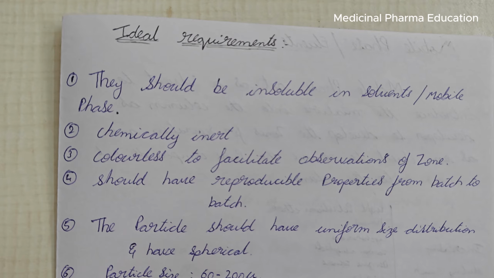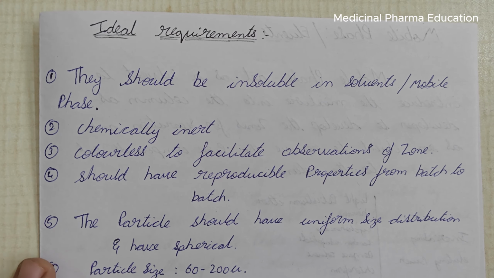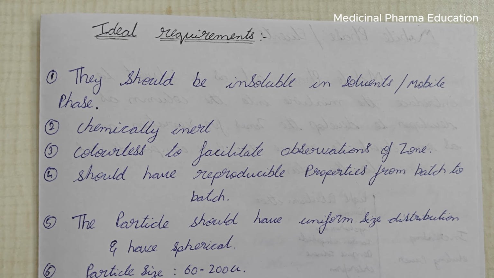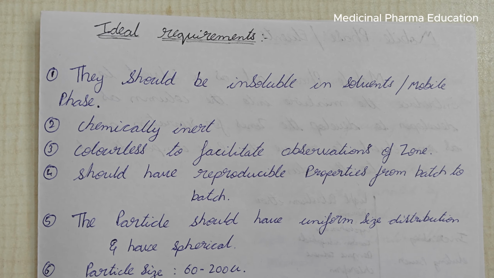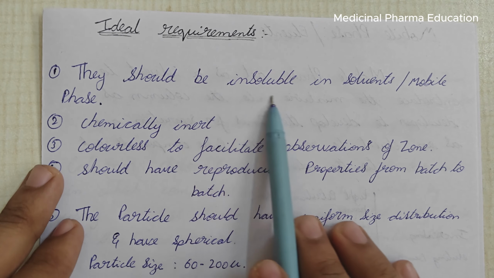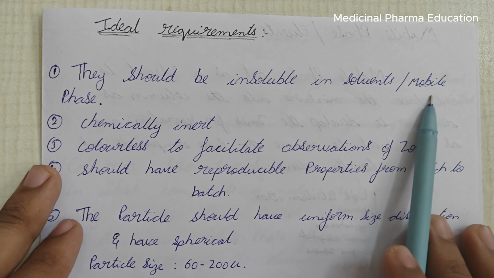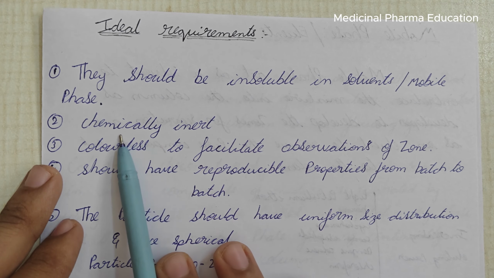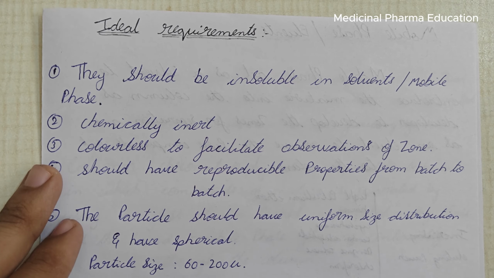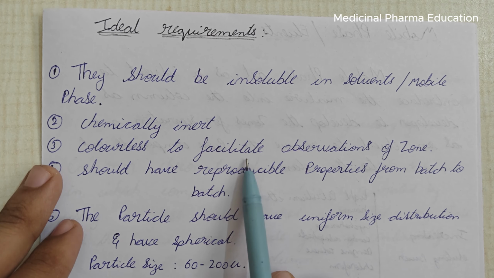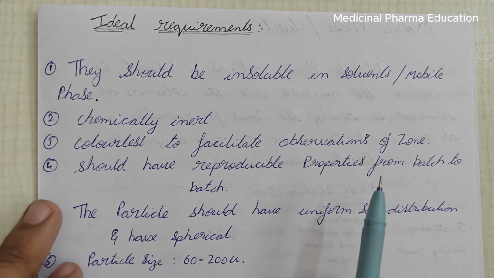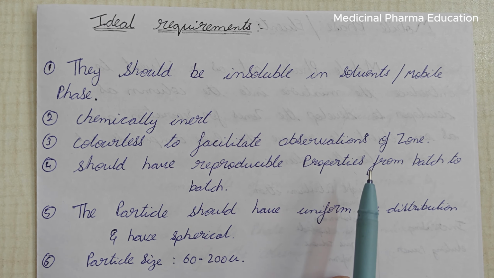Next we will study the ideal requirements of the solvent or the adsorbent. They must be insoluble in solvents or mobile phase, and chemically inert. They should not react with any other mobile phase or the mixtures. Colorless, to facilitate observation of zones. It should be colorless so that we can observe the zones or the separation layers.